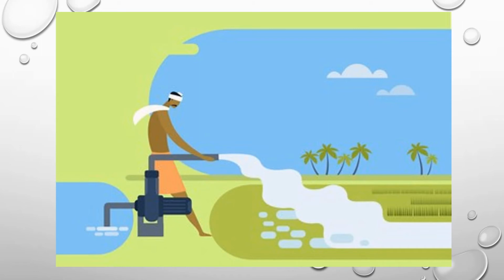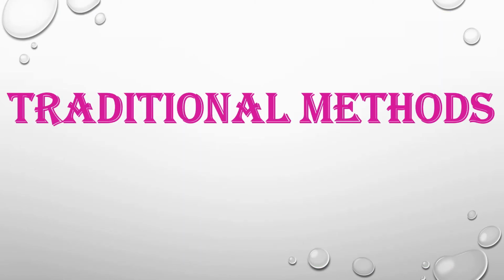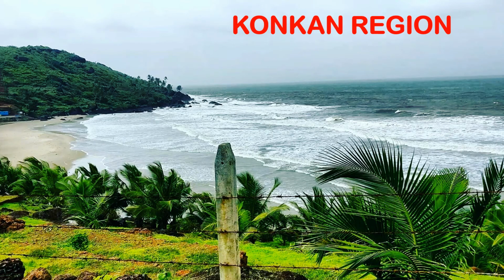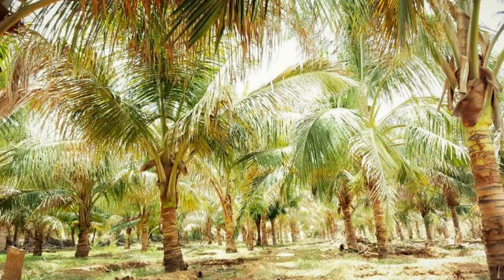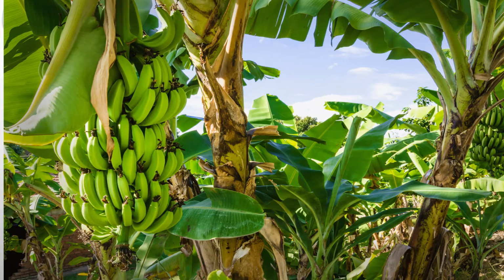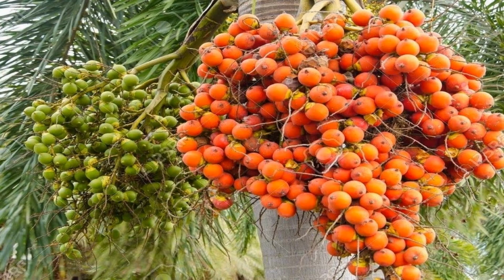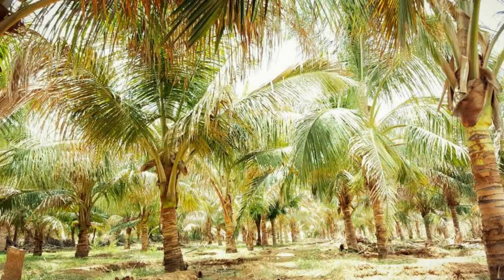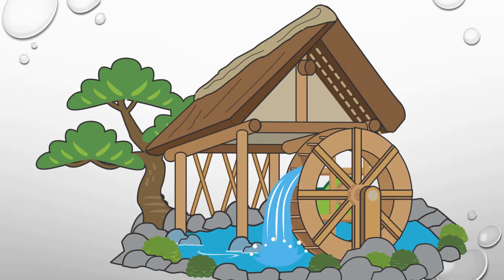Let us learn about some traditional methods of drawing water from wells. In the Konkan region, there are groves of coconut, bananas, and betel nut. Now, groves are the trees that are grown in rows. They are watered using the water wheel to lift the water from the wells.